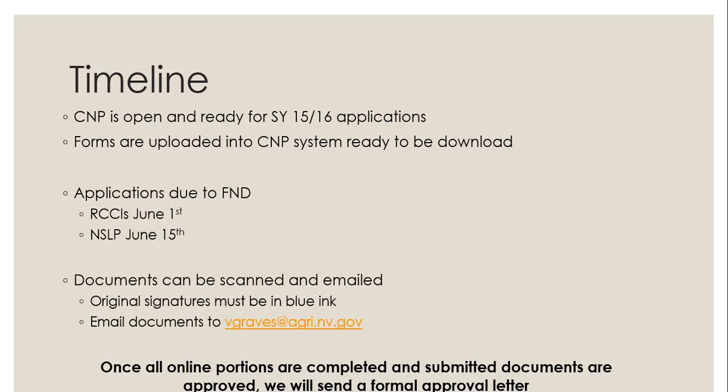And thinking about completing the whole entire process, once all the online portions of your application are completed and approved, and we've received all your paper documents and those are reviewed and approved, we'll send out a formal approval letter that will let you know that your application's been renewed and you're approved to continue participating in the program. It'll also give you information on which sites are approved for severe need breakfast and whether or not you get a high-low rate. There are a few different rates that we pay you on based on a couple pieces of information. You'll find that all in that formal approval letter.